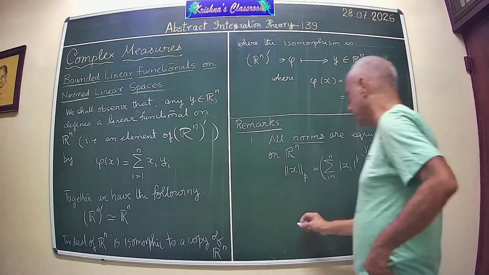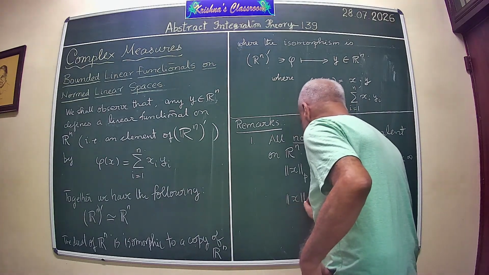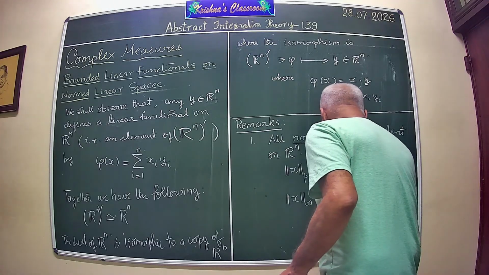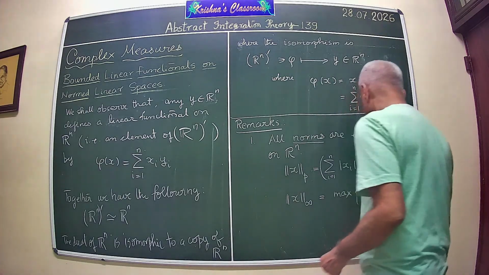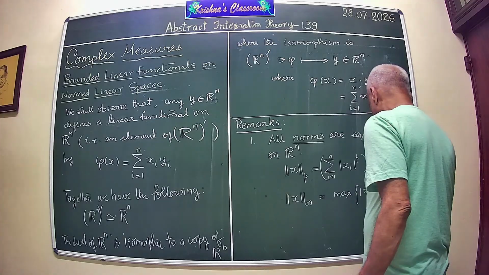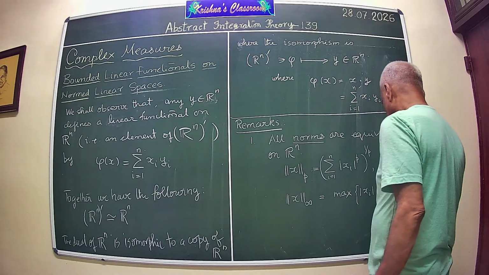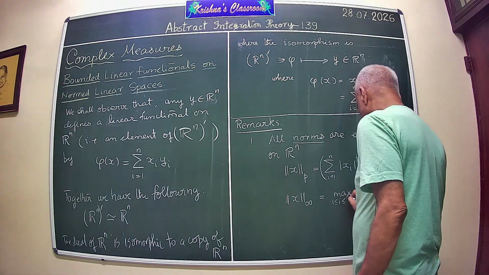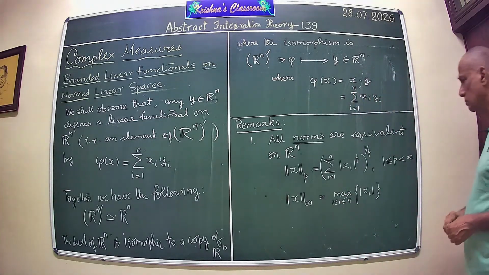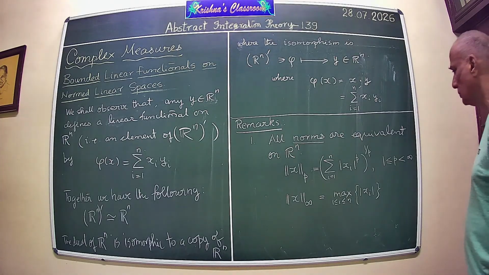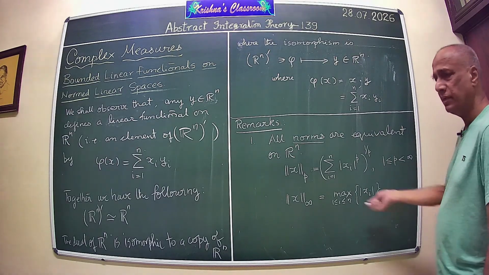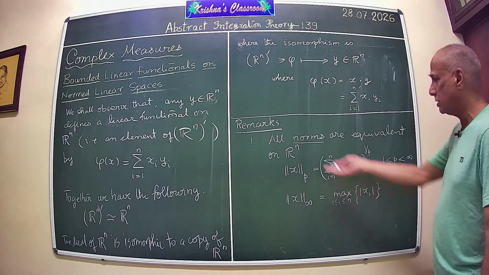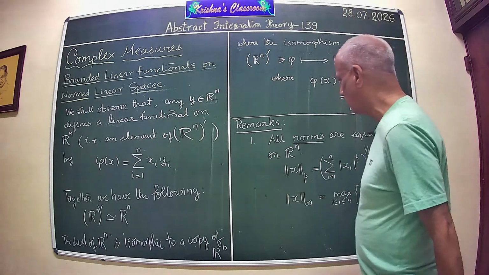And of course, another norm is this, generally used. So these are all different norms on the space. So there are infinitely many norms that you can endow the space with, so it becomes a normed linear space.